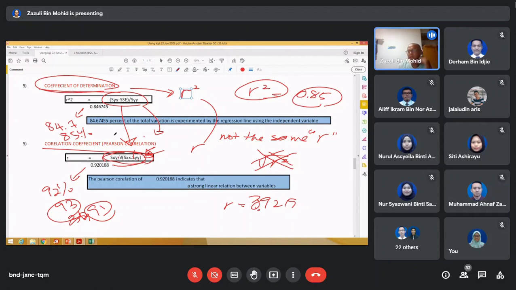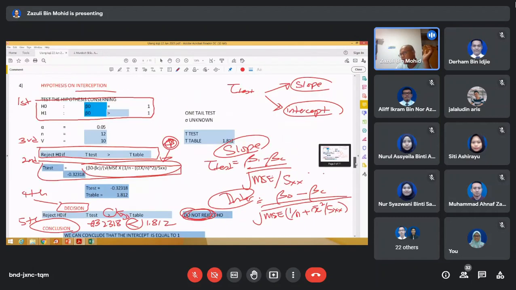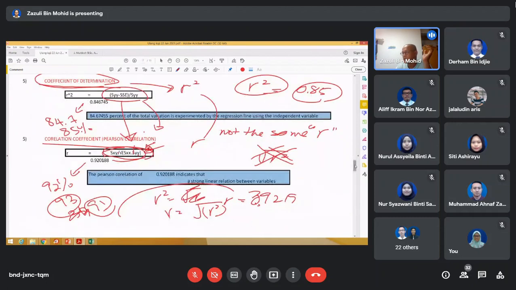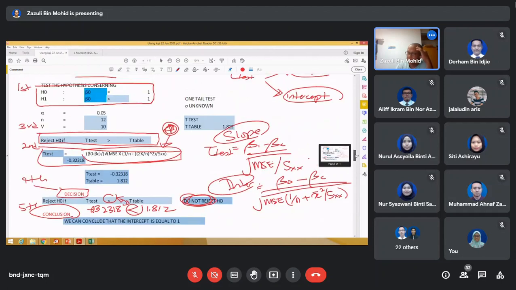For other lecturers, they might say that it's okay. R2 is equal to square root of R. No, R is equal to square root of R square. It's okay like that. But in calculations, in your final exam, make sure that you have the equations before all of the answers.